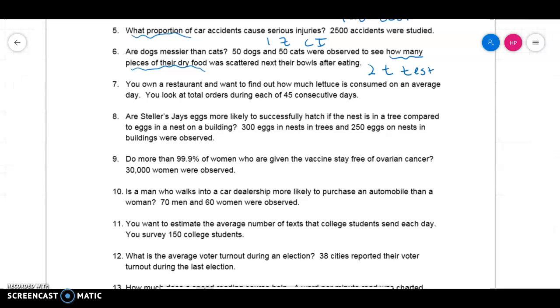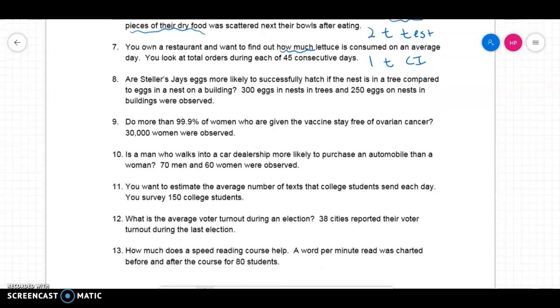Restaurant, how much is consumed on an average day? And so we're looking at the one particular restaurant, and we're trying to answer the question, how much is being used. And so this would be a 1 T confidence interval. So again, this is just my shorthand, but a 1 sample T confidence interval for that. You have to do much better than that in the state step, identifying which one is which.